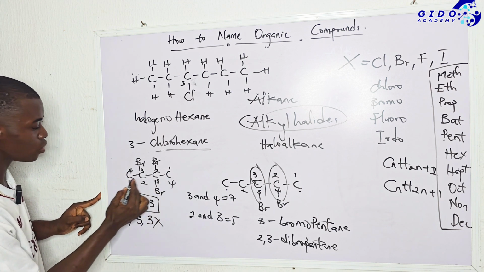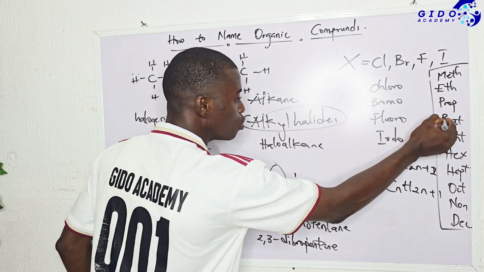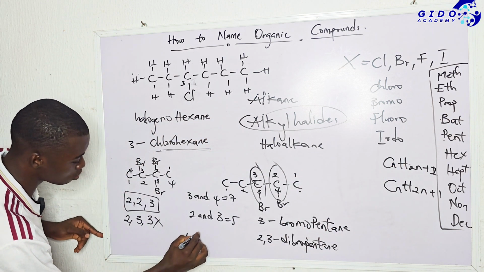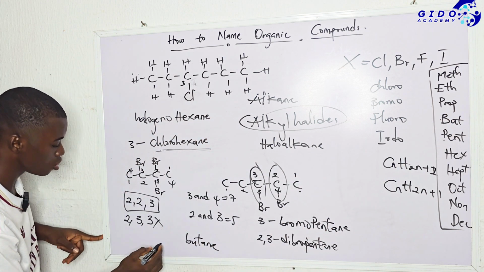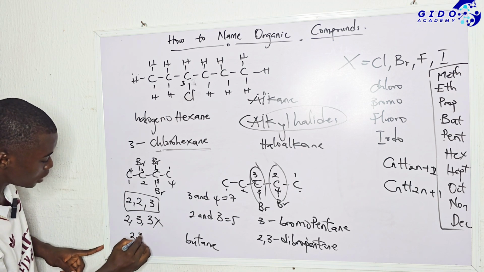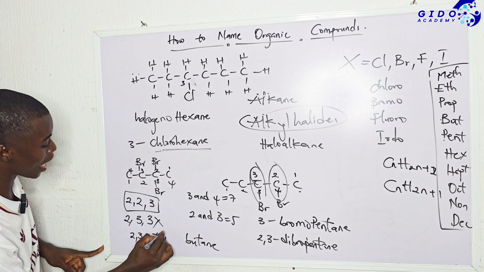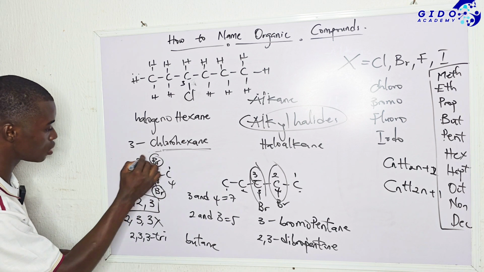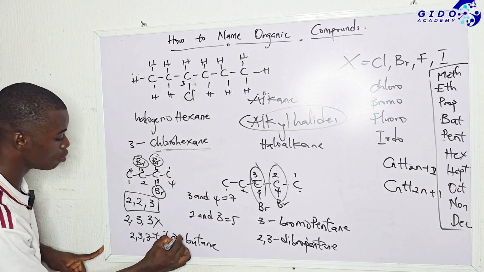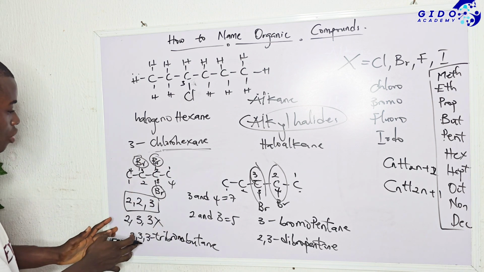So how many carbon atoms do you have here? 4. 4 is what? But. So the answer will start with what? With butane. It's a single bond. So it will now be 2, 3, 3, tri, because there are 3 bromine there. 1, 2, 3. Tribromo what? Butane. So that's how you get the structure.